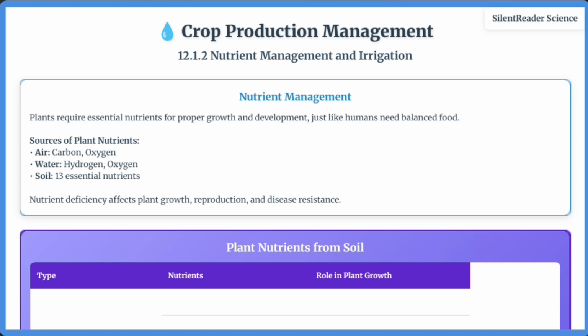Manure is organic, made from decomposed animal and plant waste. It improves soil structure and is environmentally friendly. Fertilizers are chemical products that provide immediate nutrients but can cause pollution and soil damage if overused. Organic farming minimizes chemical use and focuses on natural inputs.